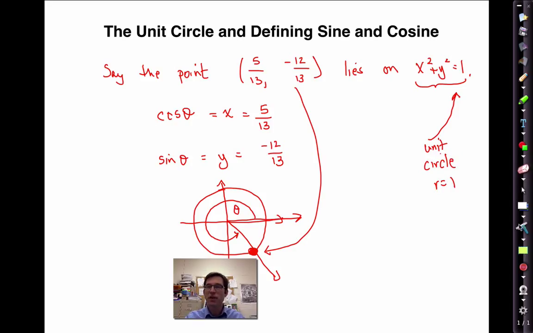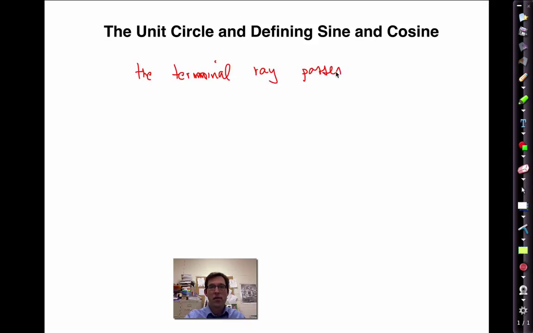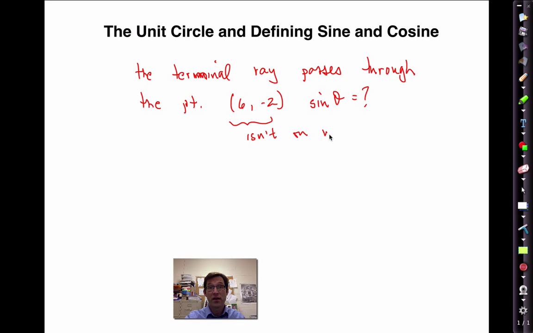Now watch out. Sometimes you'll get problems. I'm going to clear this out. Sometimes you'll get problems where they'll just say something like, the terminal ray passes through, let's say the point (6, -2). What's the sine of theta? All right, well, this isn't on the unit circle. It's on some circle, but it's not on the unit circle. So let me draw a picture really quick. Okay, I got some circle.